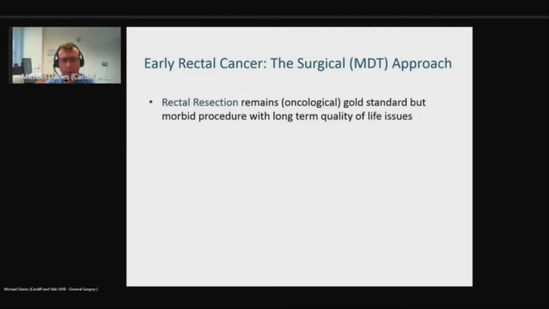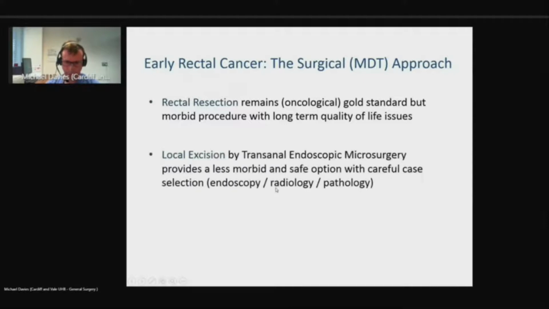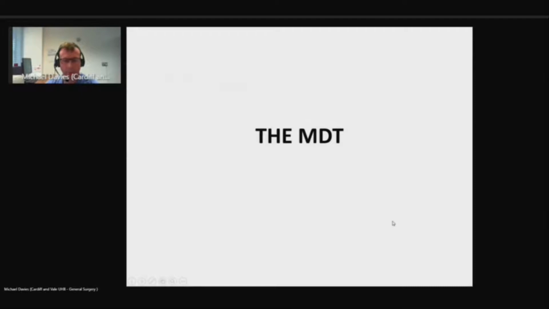So what do we do with patients? We take them, we discuss these options, and we say to them that rectal resection remains the gold standard, but it's a morbid procedure and there are long-term quality of life issues. We mention local excision, and we advise them of the alternative, but we have to be very careful in terms of case selection, looking at the different aspects that we can use to assess the patients. And in certain patients, we consider non-surgical options.